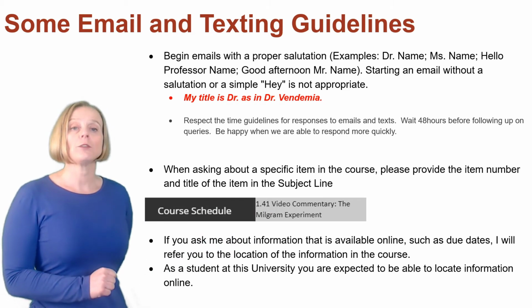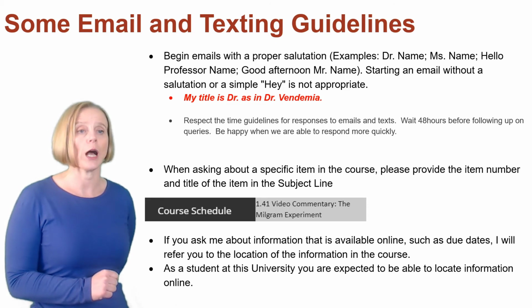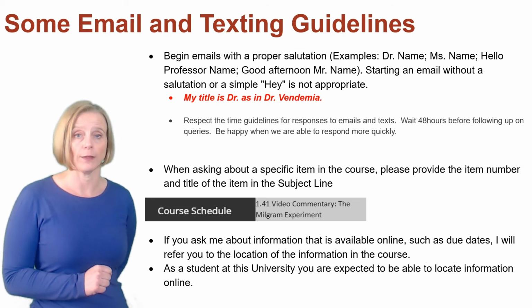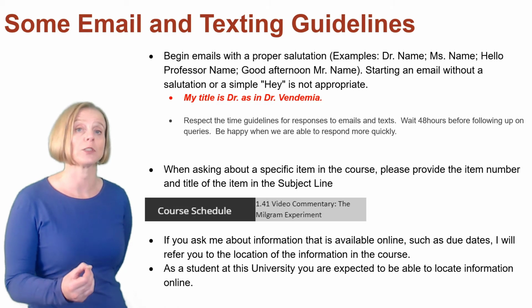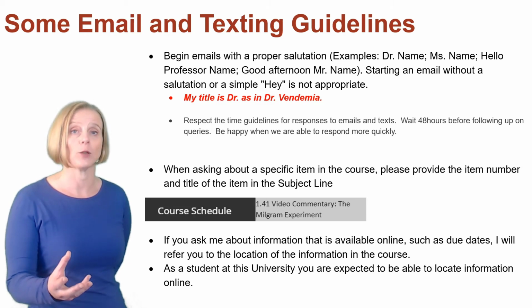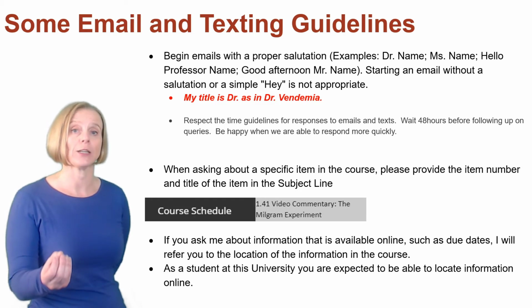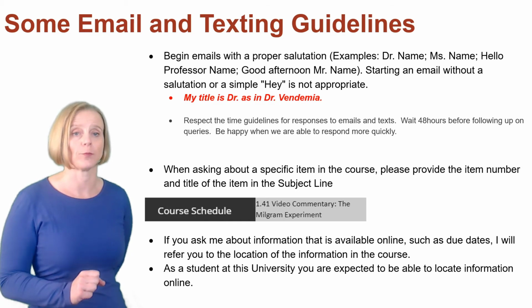If you do ask me about information that's already been made available to you, I'll point out where you can find that information rather than giving it to you directly. That's because at this university, you're going to have to learn how to get access to material on your own. You need to learn to seek out that material. This is called a soft skill, and you need to have it here at the university, and you're going to need to have it on the job market.